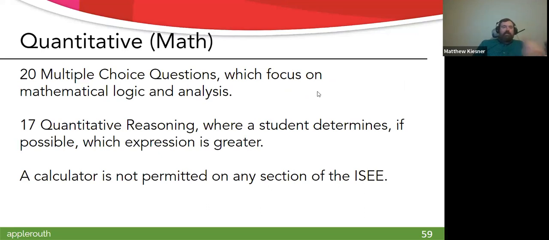So the math is there. There are 20 multiple choice questions that cover a good range of math and dealing with logic analysis. And then there are quantitative reasoning questions. Those used to be on the SAT and they're still on the GRE, where there are two values you have to determine which one is greater, or whether you can't be sure.